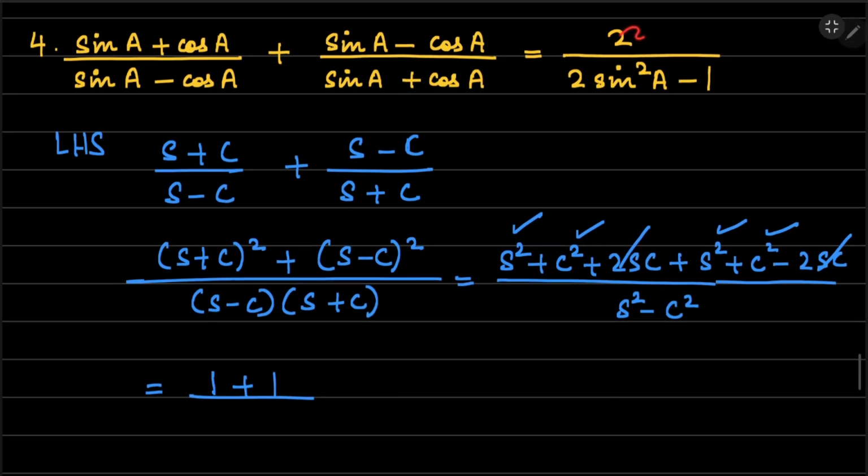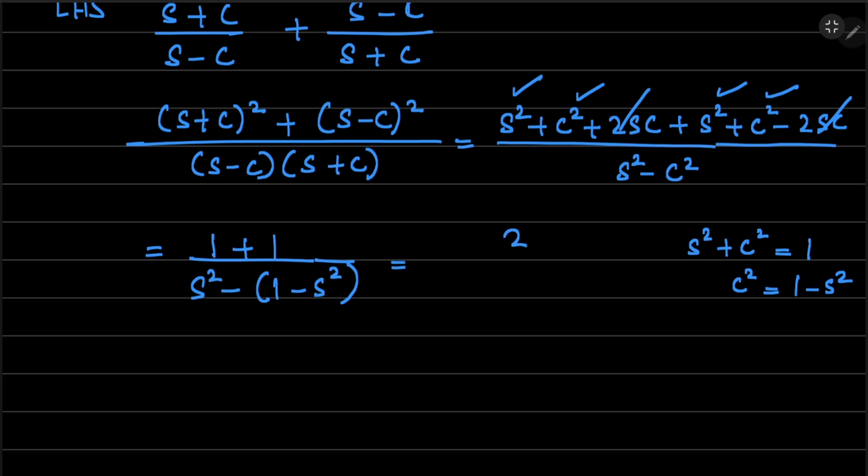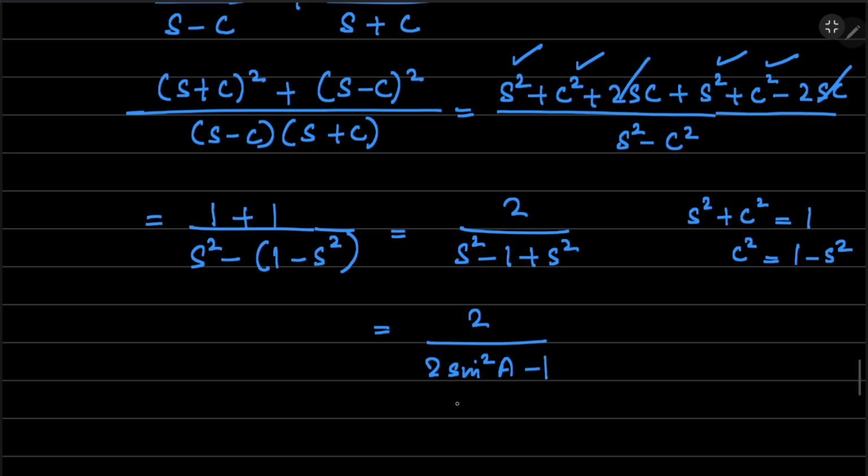what do you need? Look at the denominator. In the numerator you needed 2, we have got a 2. In the denominator we don't need cos square, we only need sine square. So let us convert it. So sine square minus cos square. You know sine square plus cos square equal to 1, right? What is cos square equal to? 1 minus sine square. So let me write it as 1 minus sine square. So this is nothing but 2 divided by sine square minus 1 plus sine square. So this is nothing but 2 divided by 2 sine square A minus 1. This is equal to my RHS. Hence proved.